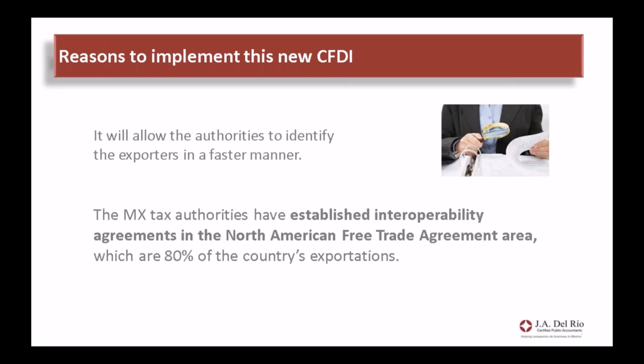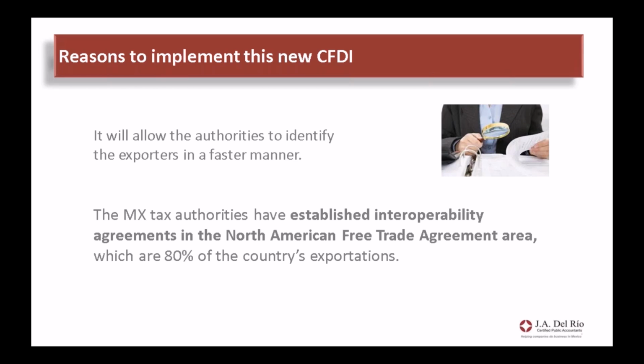And just like Jose was mentioning, part of the reasons to implement this new electronic invoice is so the governments could track foreign trade operations, because some taxpayers were simulating transactions abroad, sending merchandise to non-real companies abroad. So for that reason, they decided to start using and crossing information between the countries.